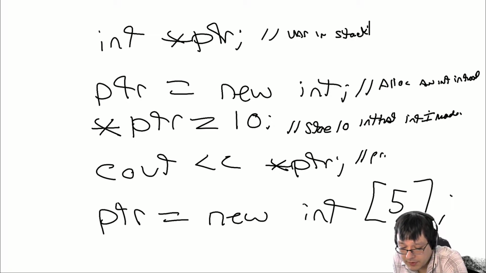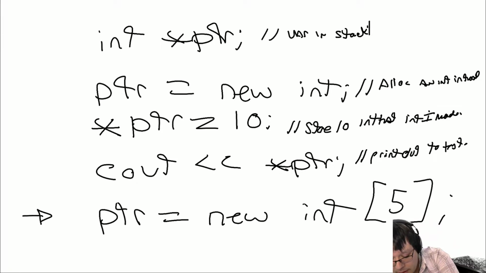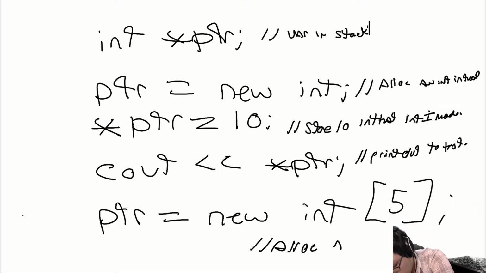Then I go ahead and print it out to test it. And then I'm so excited about this dynamic allocation that the next thing I do is create an array. I create an array right here, right? So this line of code allocates an array.